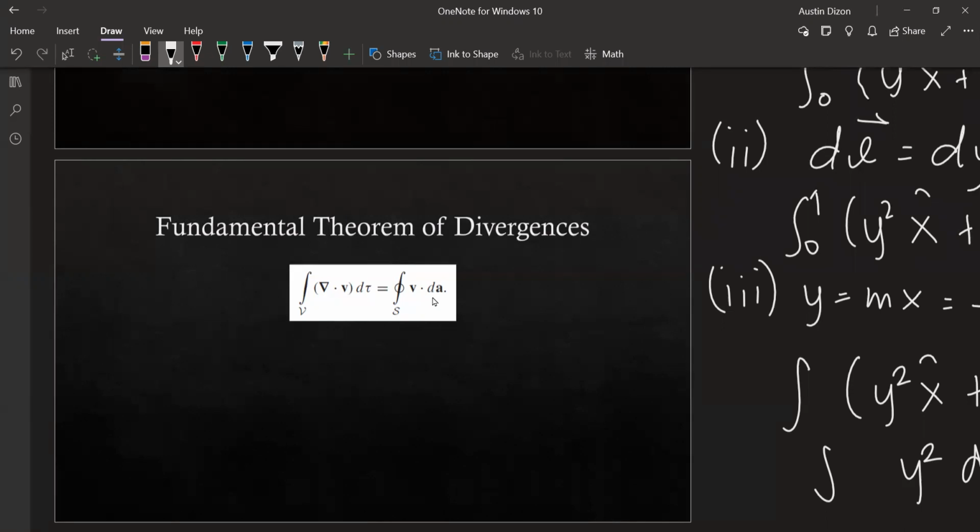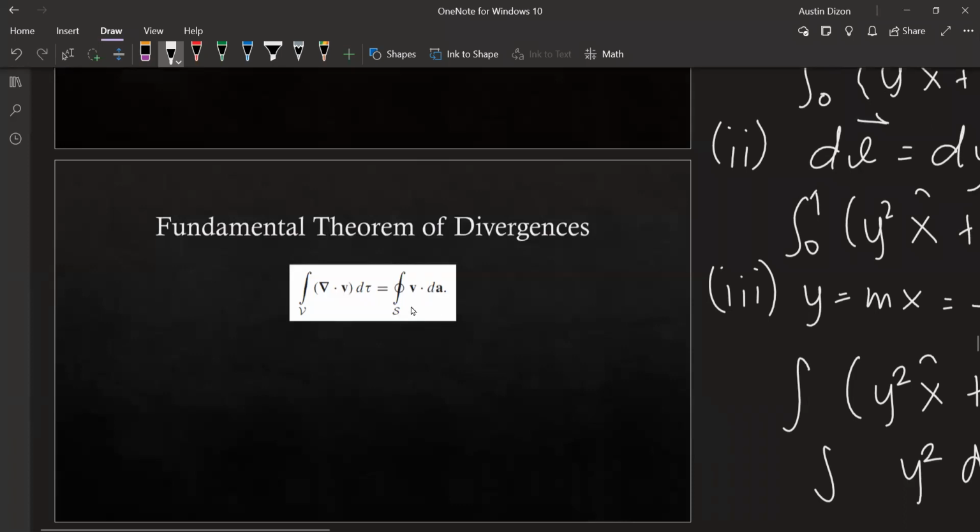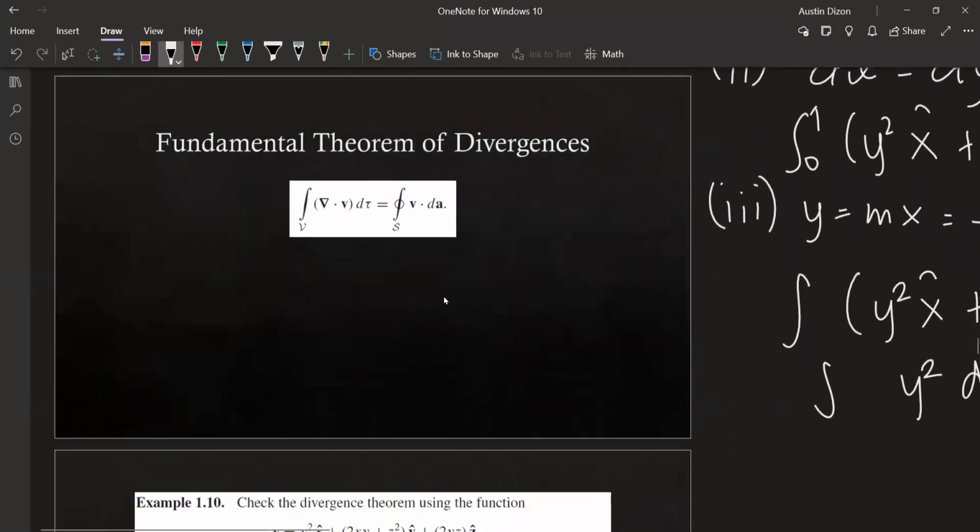Medyo hindi nyo pa siya maiisip ngayon, but later on, yes, maiisip na siya. Kasi gagamitin natin to sa Gauss's law natin. Okay? Yung Gauss's law ay yung mas madaling pagkuha ng electric field later on. Okay?